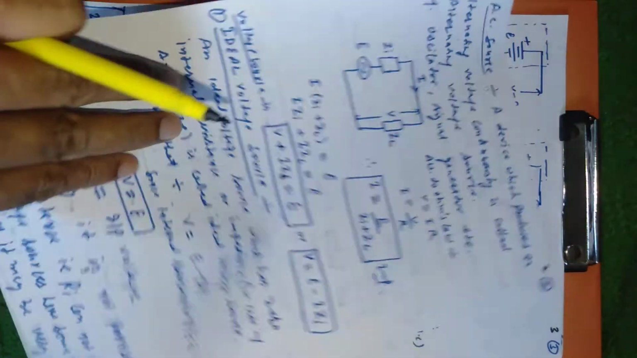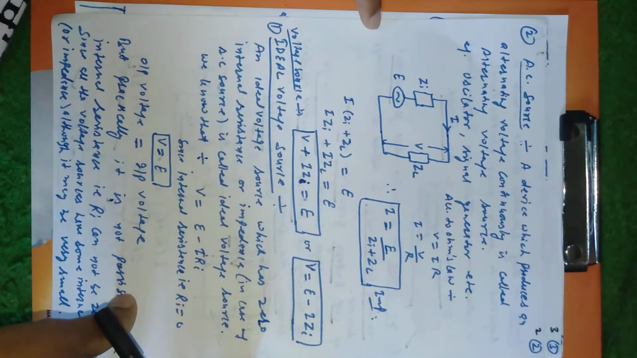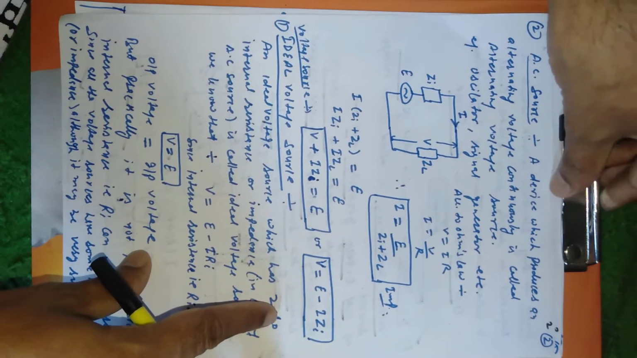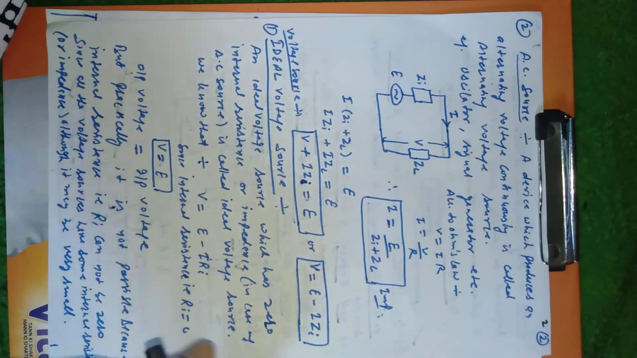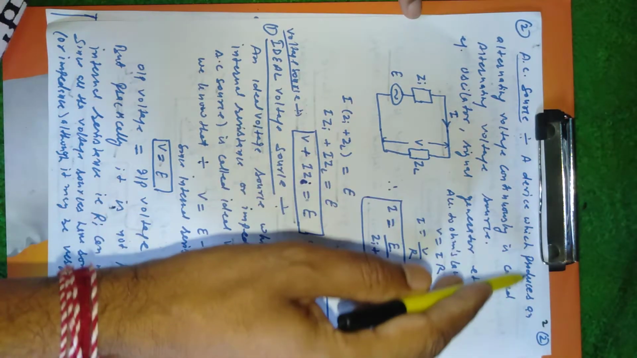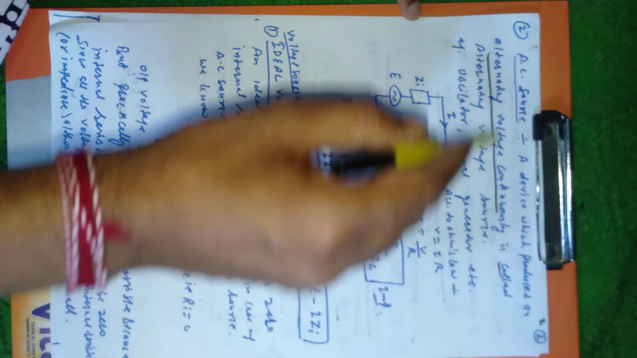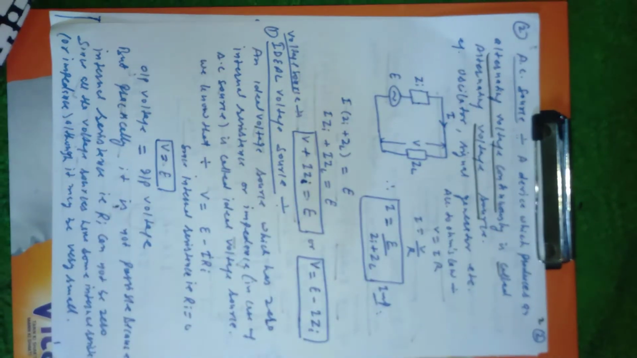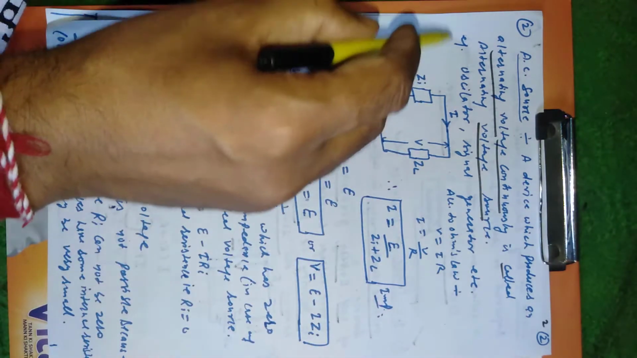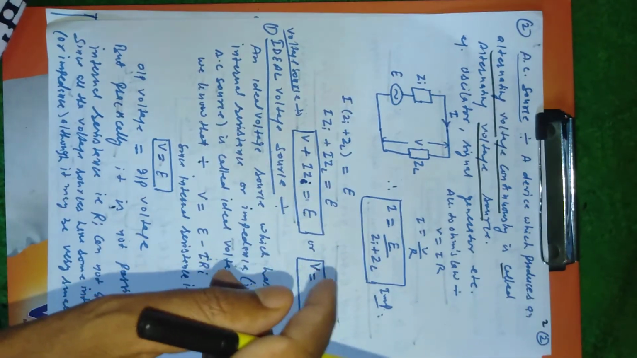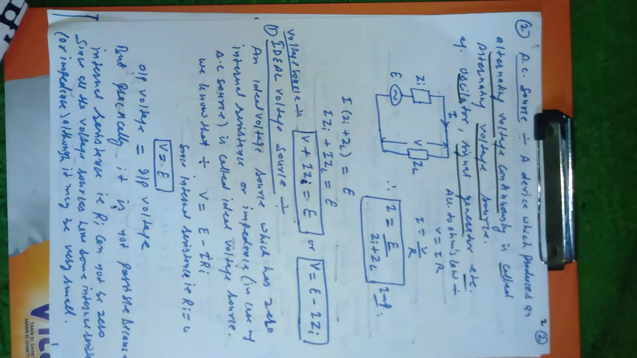Okay, so next is AC sources. So we will talk about what is AC source. AC source is a device which will produce the alternating voltage continuously, and is called as the alternating voltage source. Various examples of AC source are oscillators and signal generator.